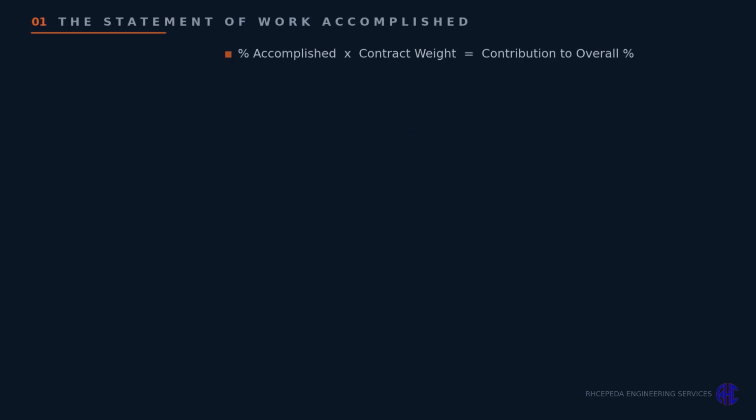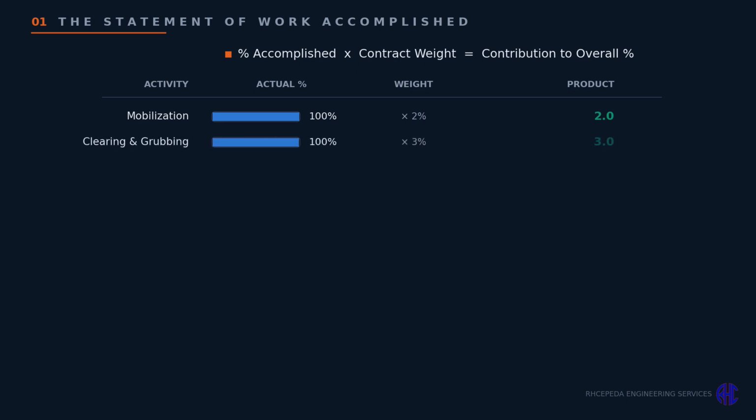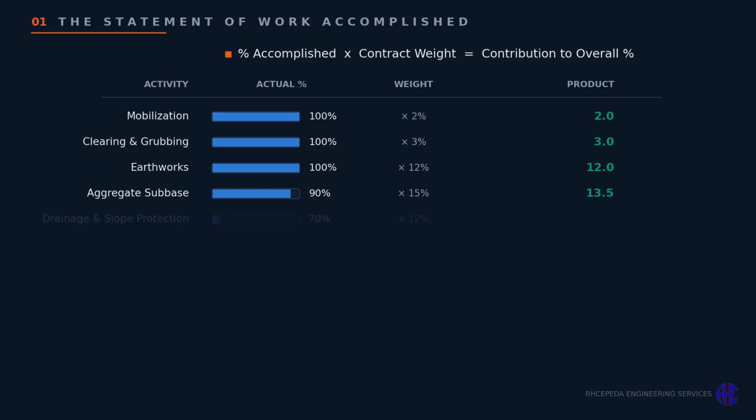Every billing starts with the SWA, the statement of work accomplished. For each activity, multiply % complete by its contract weight, then add every item up. Walking month 3, mobilization, complete, 2% weight, 2.0. Clearing and grubbing, complete, 3% weight, 3.0. Earthworks, complete, 12% weight, 12.0.